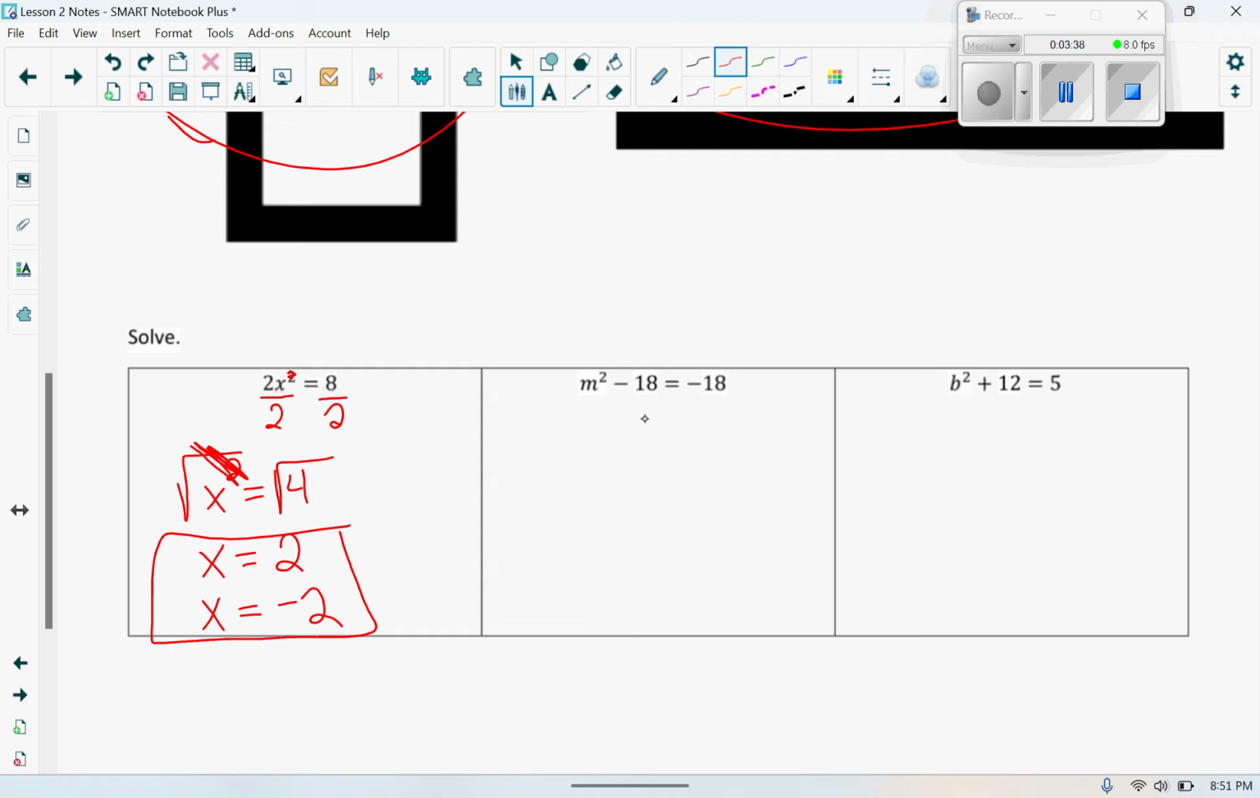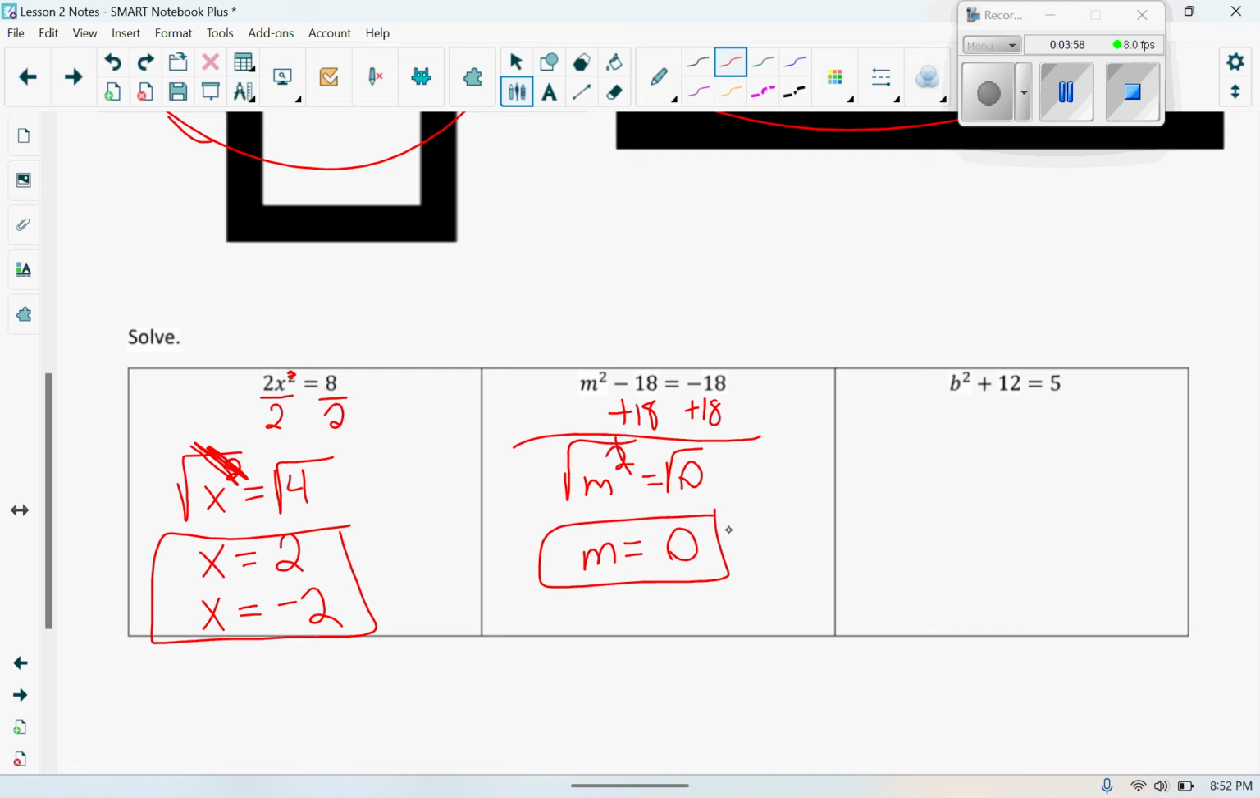Okay, let's do this one. So I'm going to add 18 to both sides because, again, I'm forgetting about that squared, and I'm going to have n squared is equal to 0. When I take the square root of both sides, you really don't have a positive or negative 0. It's just 0. So this is really the only time you'll have one answer.